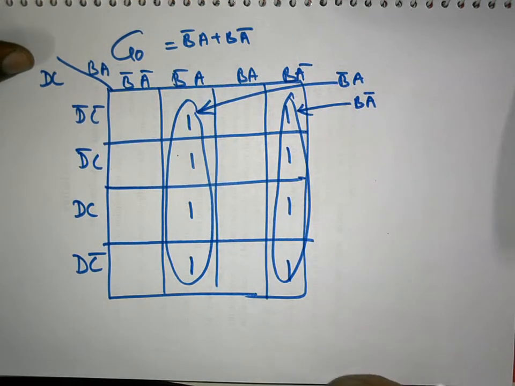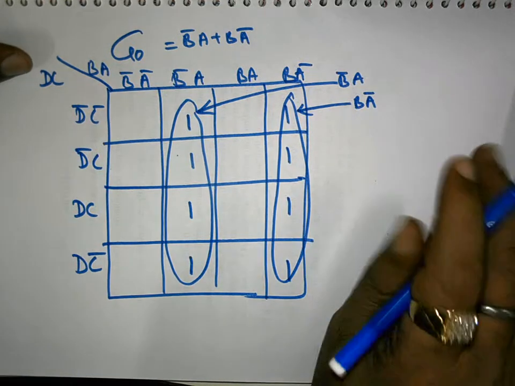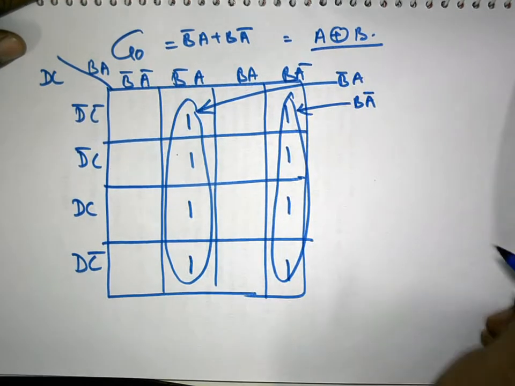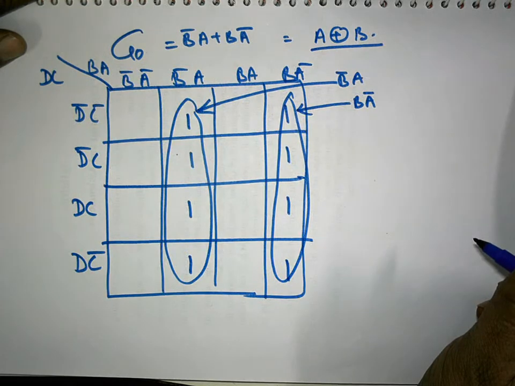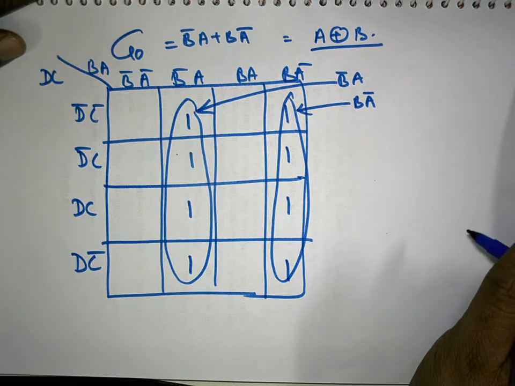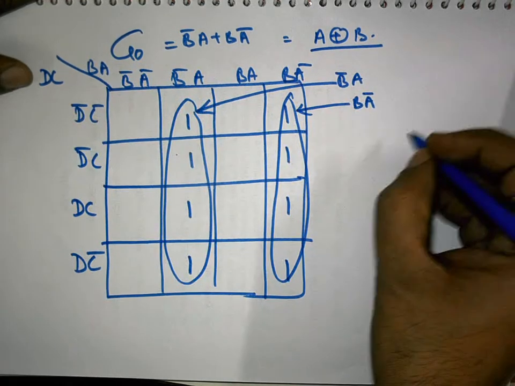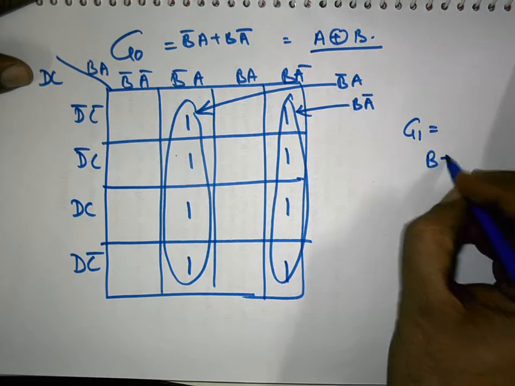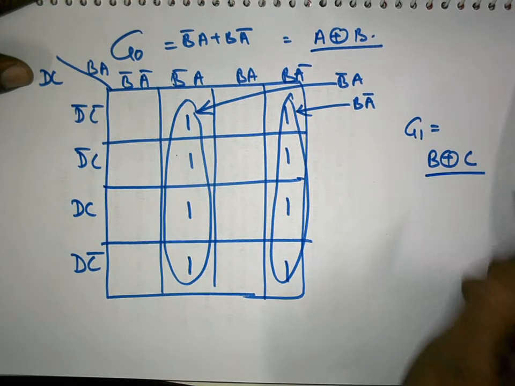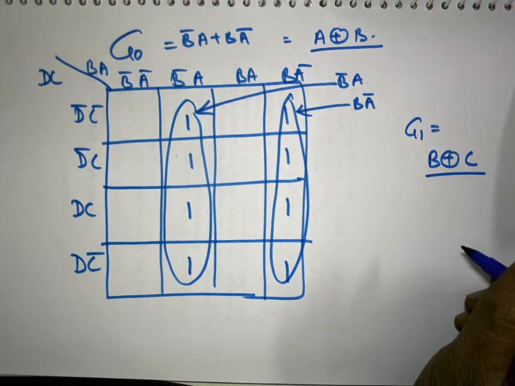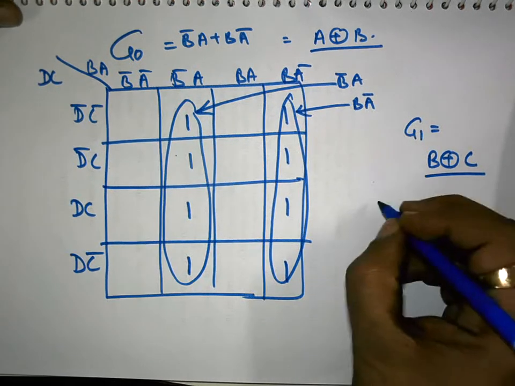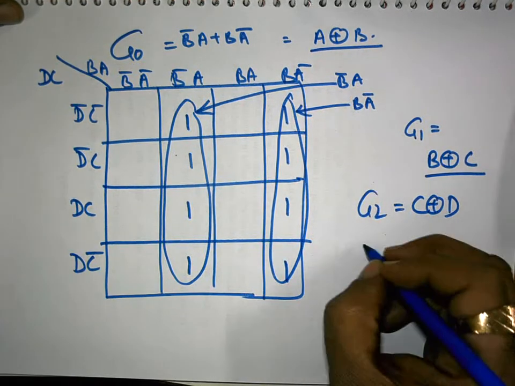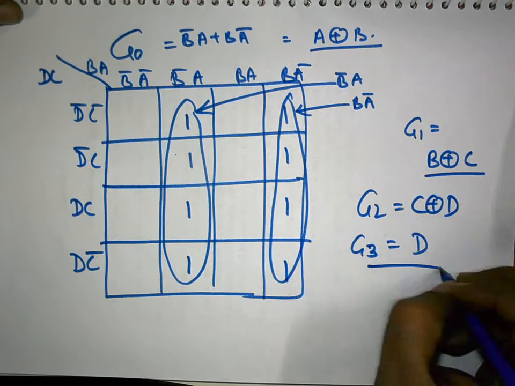Should I proceed, or will you do it on your own? Now you can do it. And then you will see that this is nothing but A exclusive OR B. This is the expression of A exclusive OR B. And then you perform G1, and you will get that it is the expression of B exclusive OR C. And G2 will come as C exclusive OR D, and G3 will come as D.